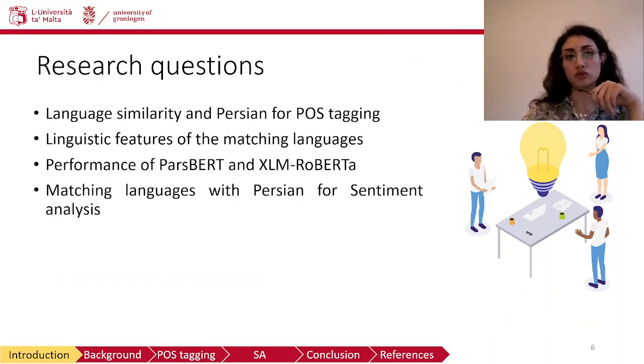Now I want to talk about the research questions that we have. First, we wanted to see if language similarity, in the case of Persian, can be beneficial for the performance of the model for the task of POS tagging. Then we were interested to see what the linguistic features of the matching languages are in this case. And we wanted to compare the performance of ParsBERT, the Persian BERT, with XLM-RoBERTa, a pre-trained multilingual model.